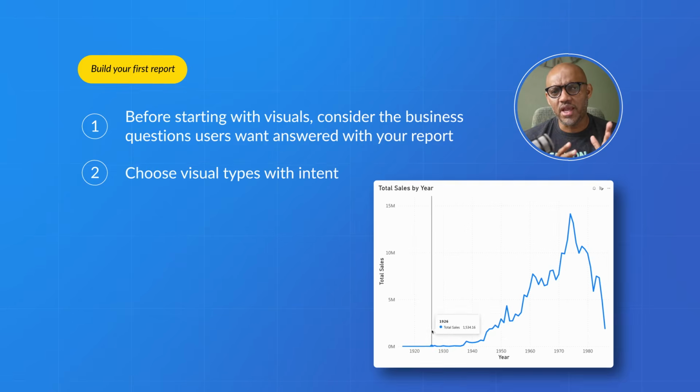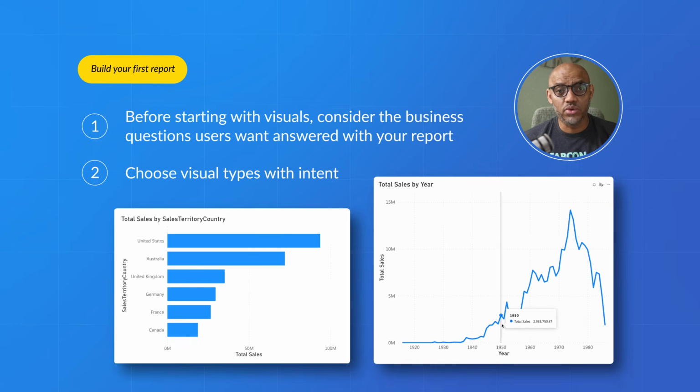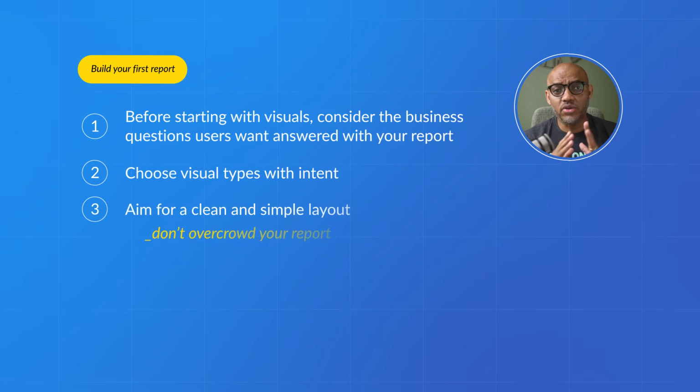Then choose visual types with intent. Use line charts for trends over time, bar charts for category comparison, cards for KPIs, and tables when detailed records are necessary. Don't use 5 visual types when 2 will communicate better. Simpler layouts are easier to read and maintain. Layout is also communication. Keep related visuals together.